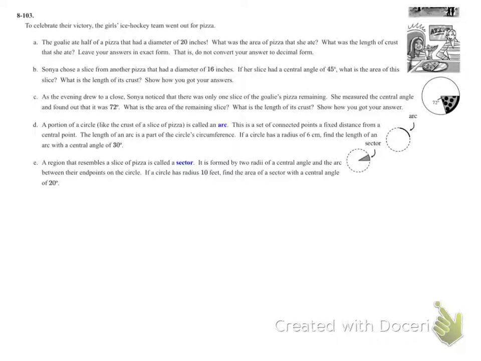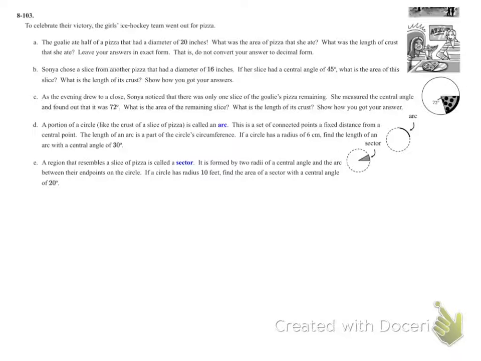Okay, so this is the problem I've been waiting for. So this is, again, just application of perimeter and area, but now we're going to be looking at just pieces of perimeter, pieces of area, and thinking about how do we find that. All right, so let's look at part A together.